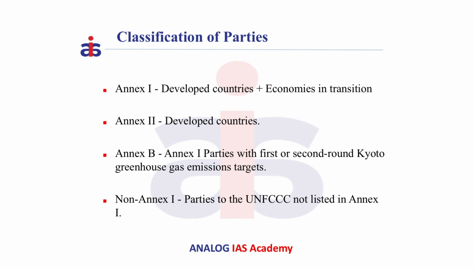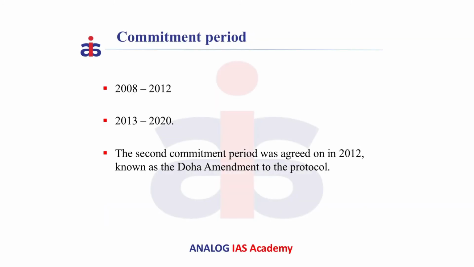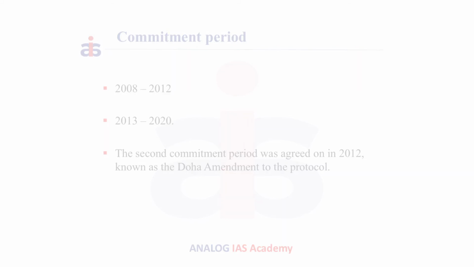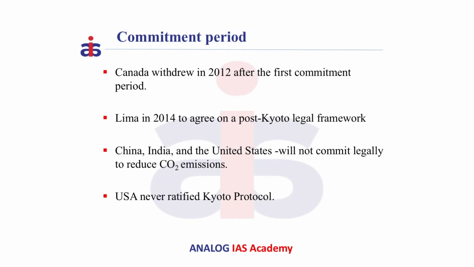Finally, non-Annex 1 countries. These are parties to the United Nations Framework Convention on Climate Change which are not listed in Annex 1. These are mostly low-income developing countries and nothing is binding on them. Next, under Kyoto Protocol, there are two commitment periods. They are 2008 to 12 and 2013 to 20. The second commitment period was agreed in 2012, known as Doha Amendment to the Protocol. Canada withdrew in 2012 after the first commitment period.